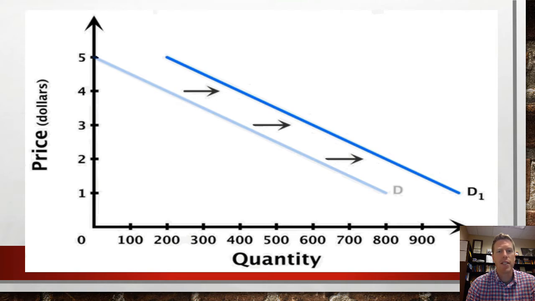This is an increase in demand. This item has increased in consumers' preferences. It's more popular than it used to be. Right? So we see this increase in demand, a shift of the entire curve to the right.